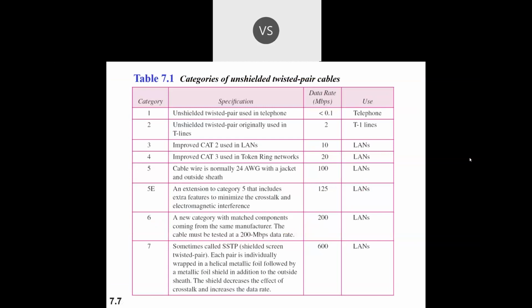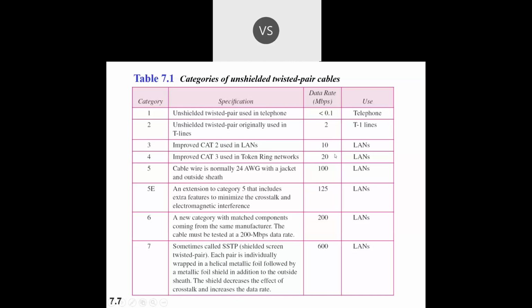So let's see what a twisted pair is and where it is going to be used. What is the use of twisted pair cable? As I have told you, twisted pair was originally used in a T line, which is actually known as telephone lines.